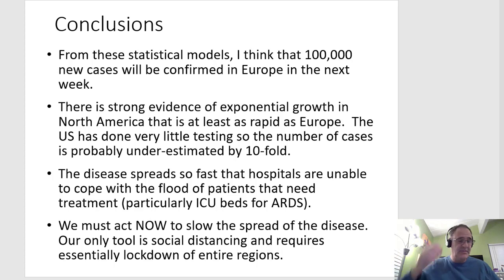There's strong evidence that that exponential growth is happening in North America and that it's at least as rapid as Europe. The U.S. has done very little testing. It's done, I think, probably the worst job testing of almost any developed nation. So the several thousand cases we have confirmed is probably an underestimate by tenfold. There might be 30,000, 20,000, who knows? It's just been poorly documented. But what we do see is a very quick exponential growth in the States.